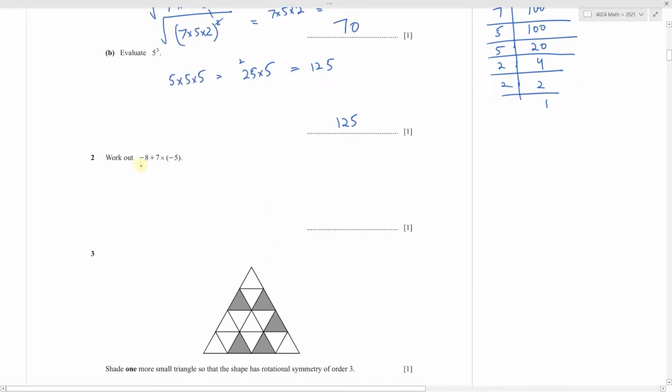Question number 2 is work out minus 8 plus 7 times minus 5. So first we'll do this multiplication. 7 times minus 5 is minus 35. This plus and minus become minus. Minus 8 minus 35 will give you minus 43. So your answer is minus 43.